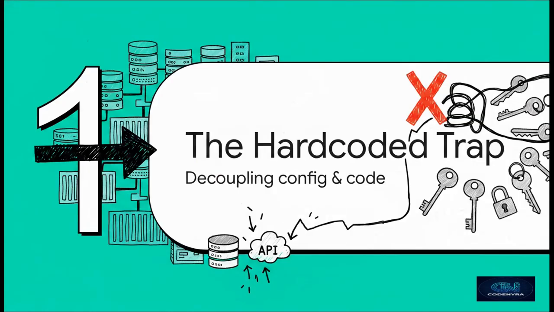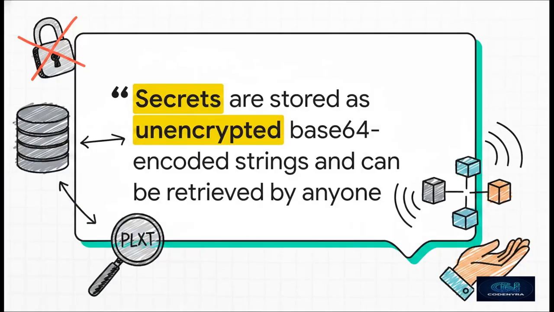Starting off with Section 1, the hard-coded trap, decoupling your code and configuration. The absolute worst thing you can do is hard code sensitive data directly into your container images. But even if you do extract it, you might still fall into a massive security trap. You might think just moving an API key from your code into a basic Kubernetes secret means you're safe, right?